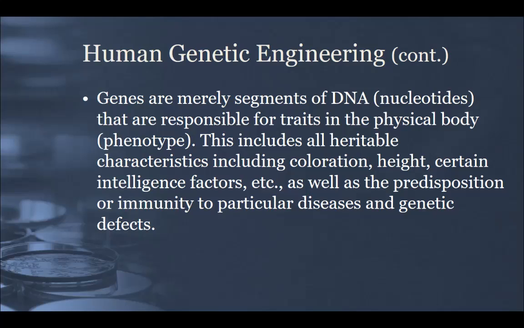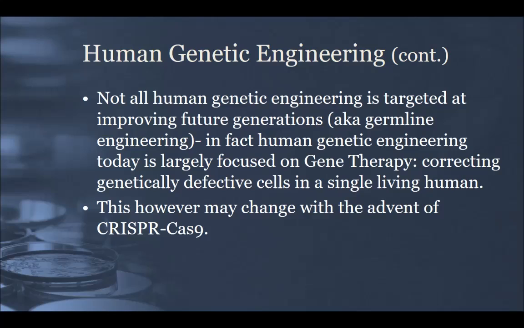Something similar to this is happening in terms of the approved editing using CRISPR-Cas9 of individuals in England, where if they have a family history of Huntington's disease, they can go in and the state sponsors it. They will eradicate that from any eggs or sperm to ensure that Huntington's disease does not get passed on to future generations. Now, not all human GE is targeted at improving future generations, this kind of germline engineering.